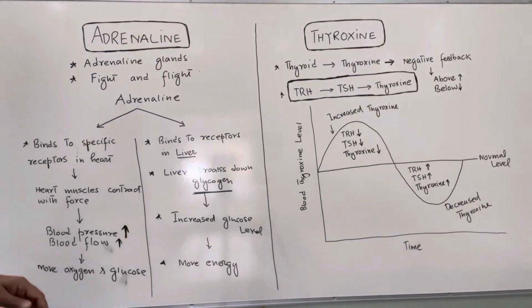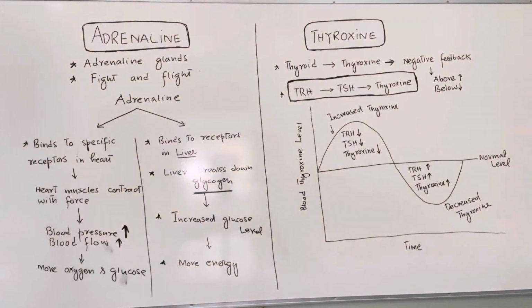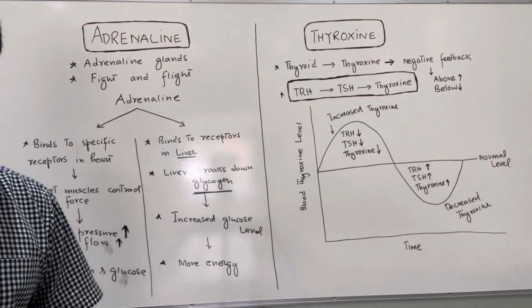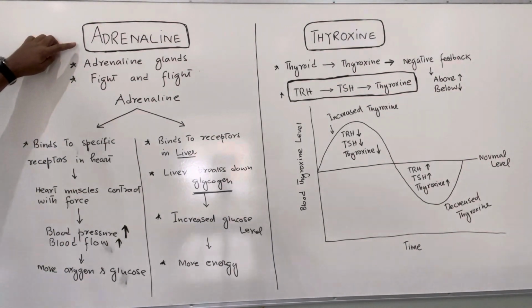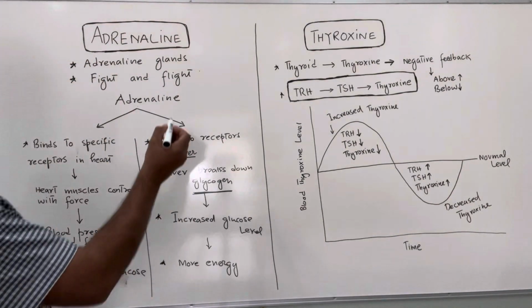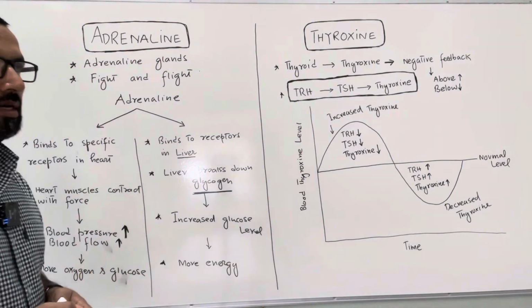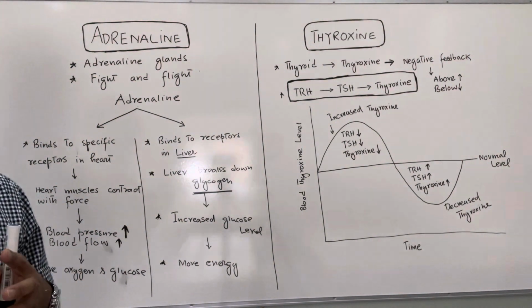This topic will cover adrenaline hormone and thyroxine hormone and their function in detail up to GCSE level. So, adrenaline hormone is released and produced by adrenal glands, which are located on the top of our kidneys.